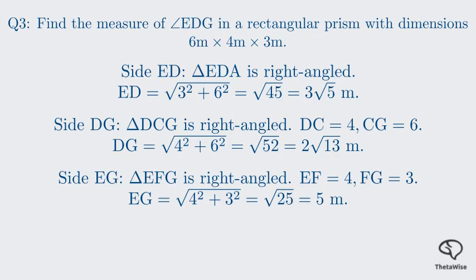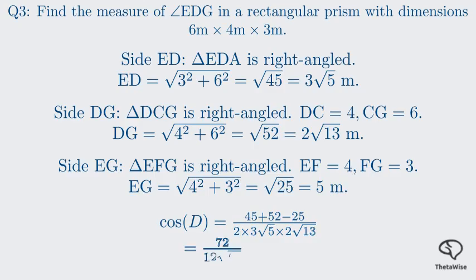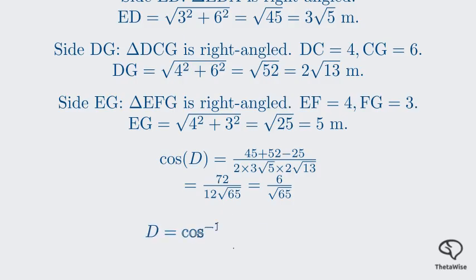We need to find the angle at D, which is EDG. We use the cosine rule. cos D equals (ED² + DG² − EG²) over 2 times ED times DG. Substituting the squared lengths, we get 45 plus 52 minus 25 in the numerator, which is 72. The denominator is 2 times 3√5 times 2√13, which is 12√65. So cos D is 6 divided by the square root of 65. Taking the inverse cosine of this value, we find that the angle EDG is approximately 41.9 degrees.